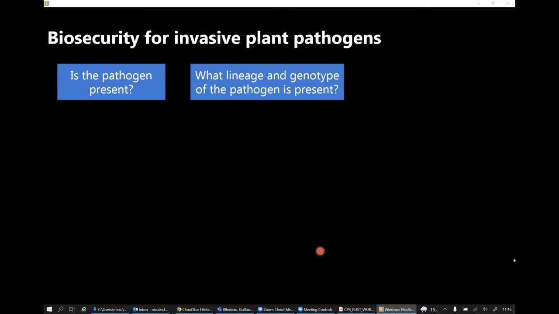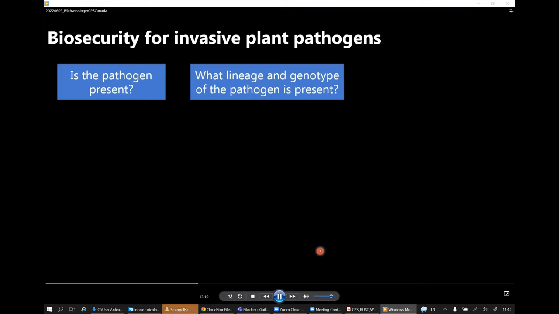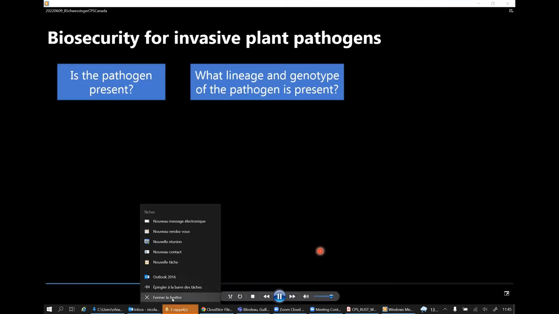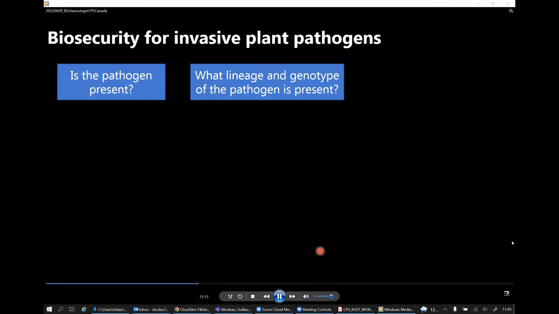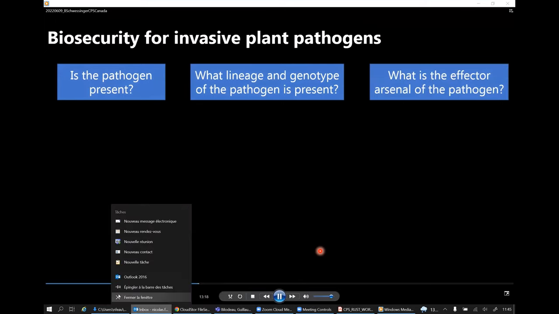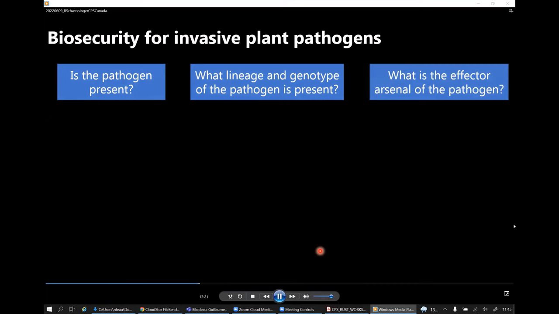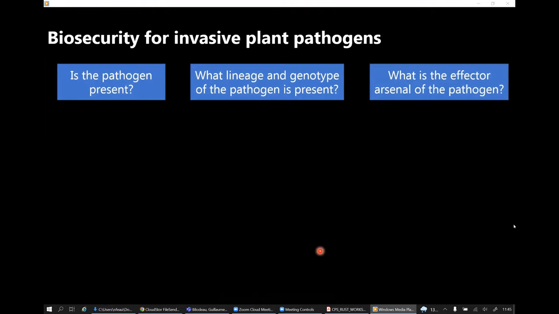So the question of whether a pathogen is present is one, and what lineage of a pathogen is present is another one. So do we have a new incursion of myrtle rust? Is it all the same all the time? And then, of course, what we're really interested in for agriculture especially is: what is the effector arsenal, which of these effectors are recognized, and what kind of allele of an effector does a specific strain have? So can we predict which wheat variety can be infected by a specific rust strain or isolate, given its effector profile or Avr profile? These are basically the big questions for biosecurity or also general plant pathology.